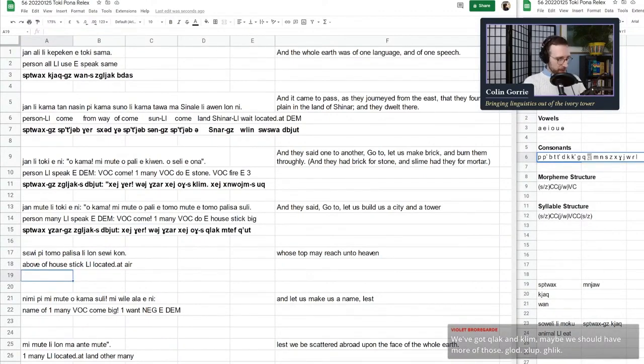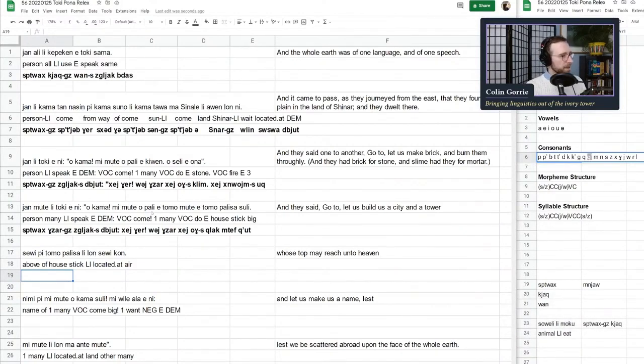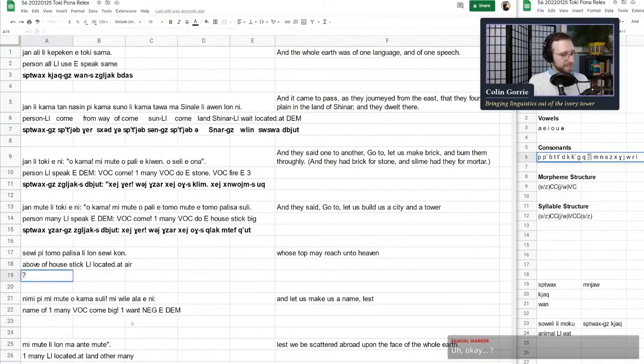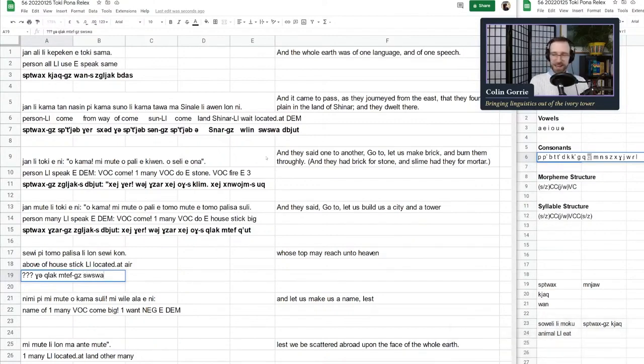House, stick, literally. So now we need one. What else do we need here? We have above, and then air. Those are our two morphemes, sewi and kon, that we need to translate here. Otherwise, we have everything else we need. Where's our? We have an of, right? I seem to recall. Yeah, that was r. So we have something r. And then clock, tef, gz. And located was swa. And then we need, okay.